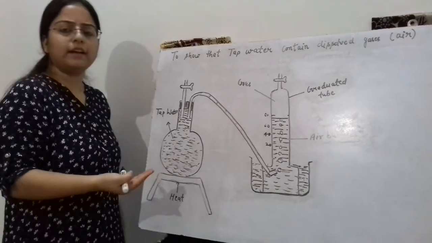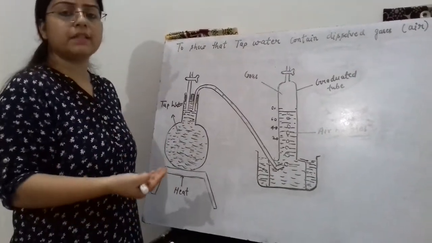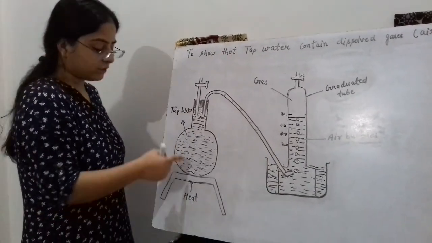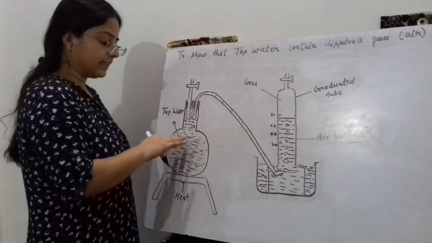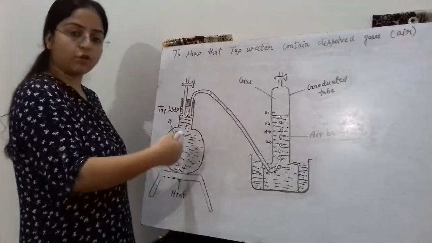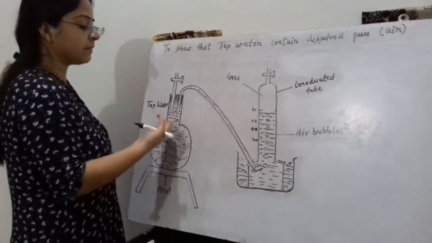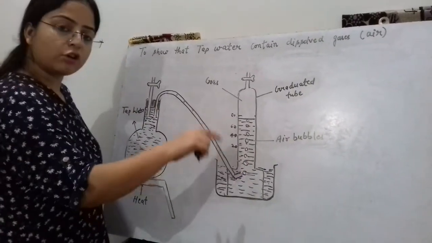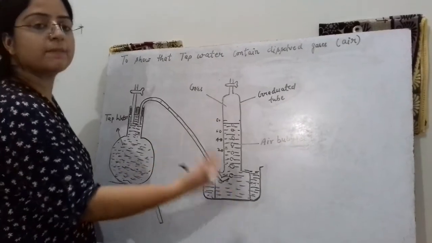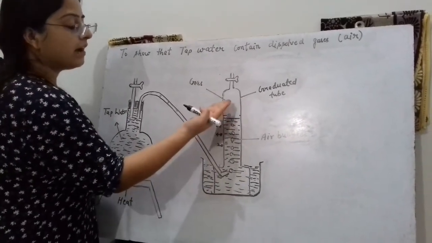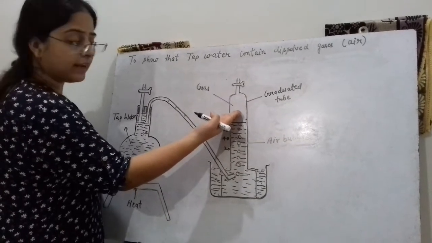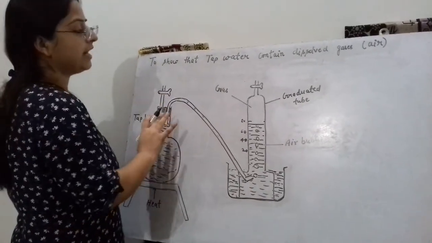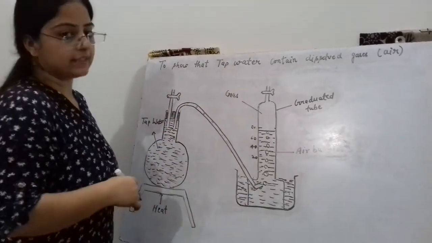So we can say that the gases present in water can easily be expelled by boiling the water, because we are continuously heating the flask, and as a result the water starts boiling slowly. Gas bubbles start escaping, and with the help of the delivery tube they go into the graduated tube, where the water vapor condenses back into water, and the remaining gases move upward and get collected in the graduated tube by displacing the water downwards. So it shows that tap water contains dissolved gases.